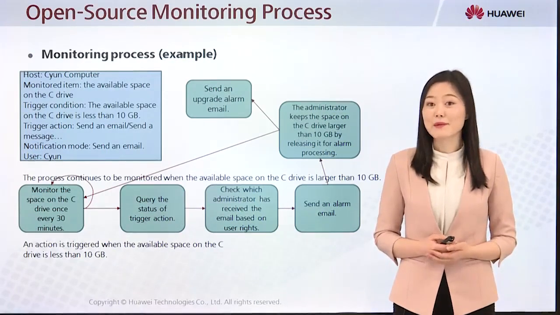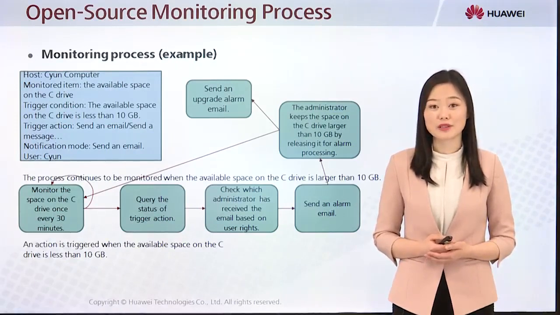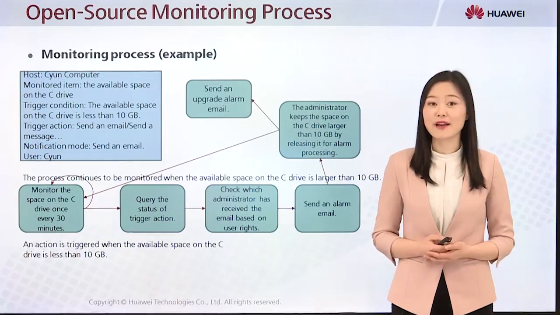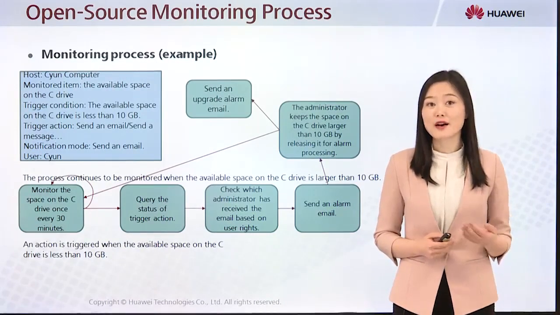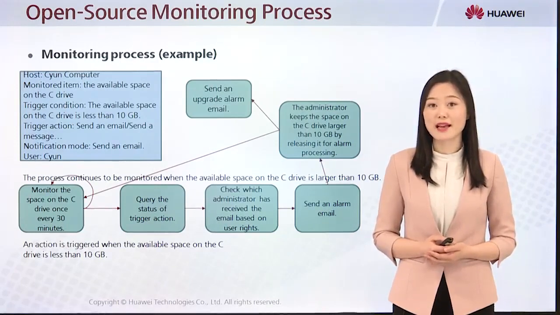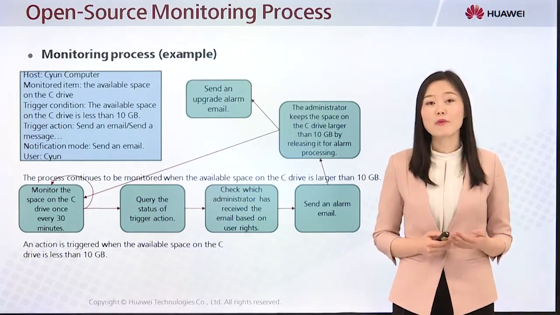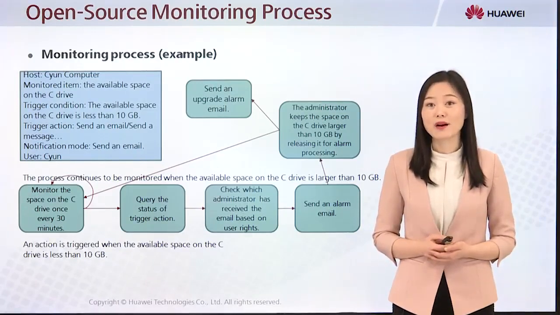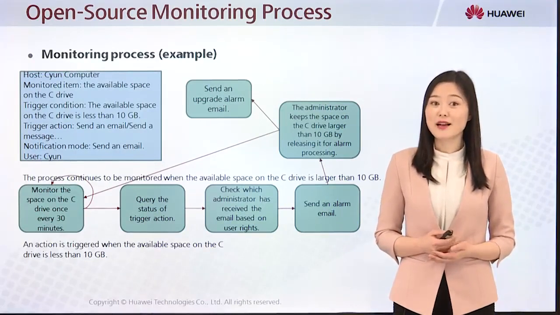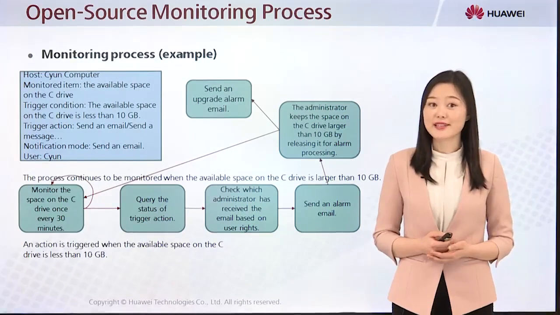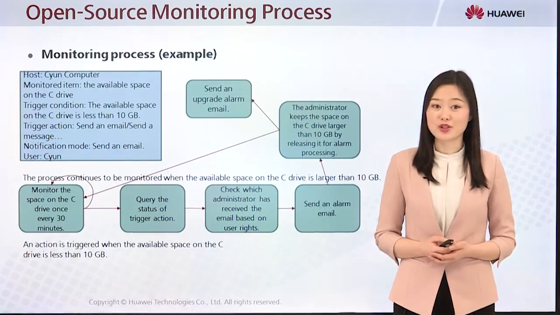In this example, the monitored object is a Windows computer. The monitored item is the available space on the C drive. If the available space on the C drive is less than 10 GB, an alarm is triggered and the alarm mechanism sends an email notification to the admin. We will monitor the space on the C drive once every 30 minutes and check whether the available space is less than 10 GB. If all conditions are met, the alarm mechanism will be triggered and send an email to the mailbox of the administrator based on the objects that have been triggered.